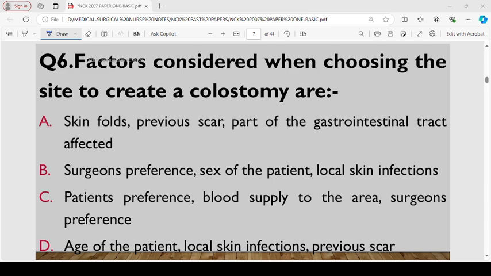Nurse C talks about patient's preference, blood supply to the area, and surgeon's preference. So the patient's preference is important, but not a deciding factor over anatomical and other clinical needs. Nurse B says surgeon's preference, sex of the patient, local skin infections. Surgeon's preference and patient sex are not the primary consideration. So we could maybe look at the skin folds, previous scar, part of the GIT affected, because anatomical and clinical consideration take precedence over the rest.